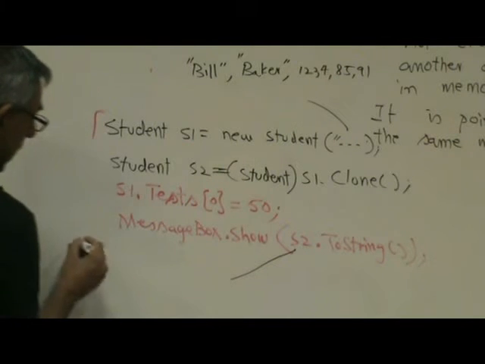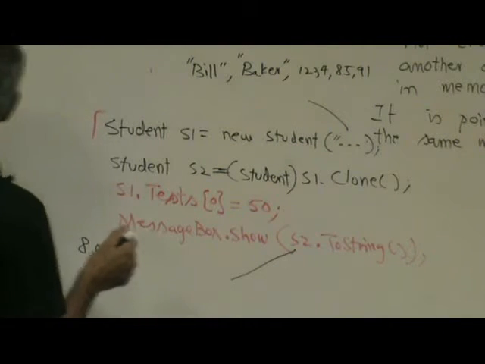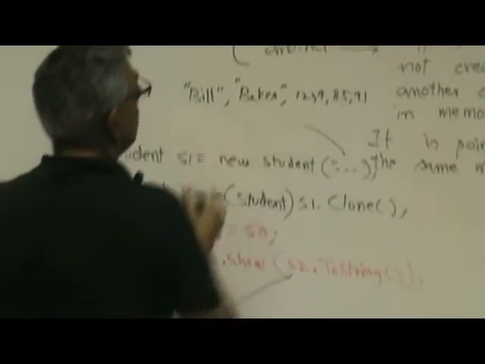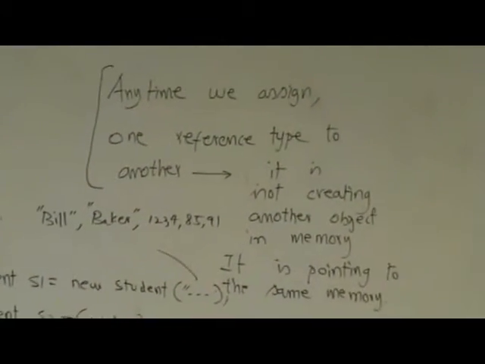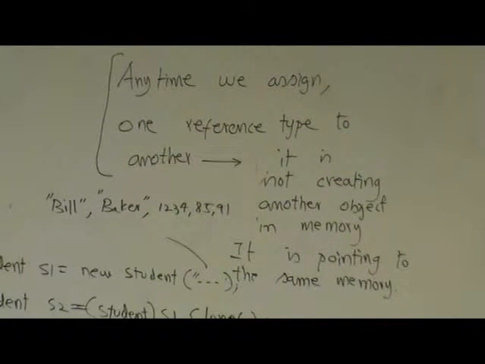Okay, so some of you are saying original, meaning 85. Anybody saying it might print for tests of 0, 50? Nobody? Okay. So a few of you are thinking it may print 50, right? Okay, so let's take a look at this code over here. So first, focus on what I said over here. Anytime we assign one reference type to another, does it create new memory? No, it simply points to the same memory, right?